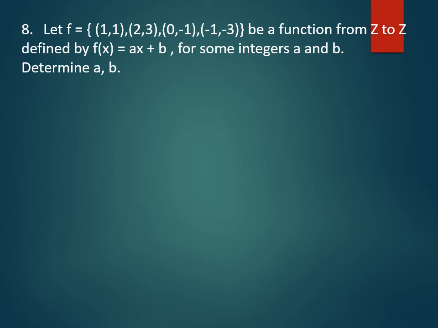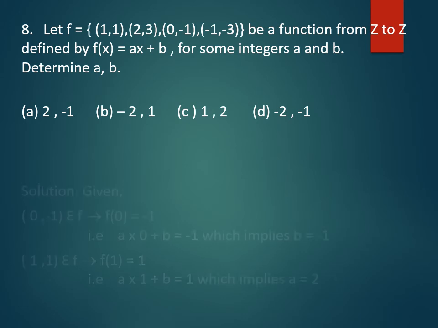Yes. The eighth one: let f be a function from Z to Z, the set of all integers to the set of all integers, defined by f of x is equal to ax plus b for some integers a and b. So you have to find the values of a and b. You know that f of x is equal to ax plus b is a linear function here. So these are the 4 options. For that we have to choose any 2 elements of this function f. Then we substitute here, then we find the values of a and b.